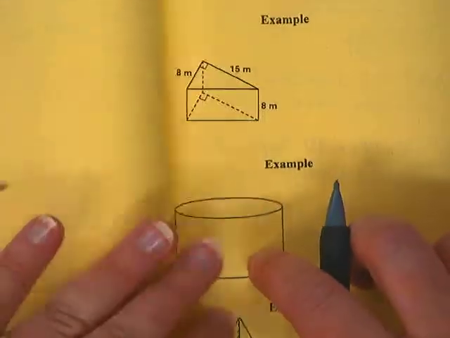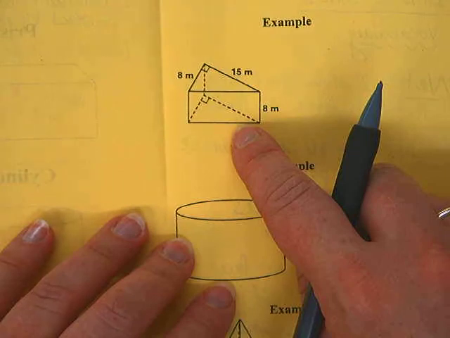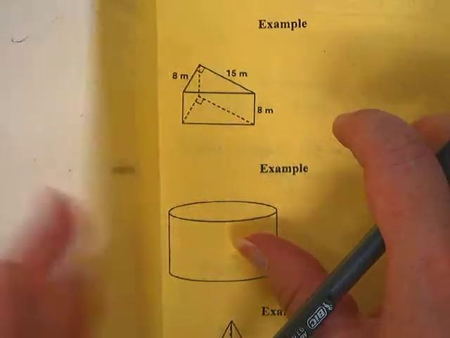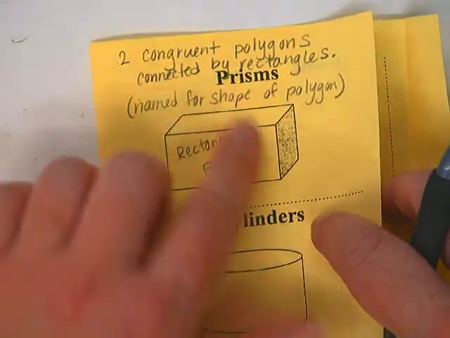A rectangular prism is what we would call that one. Now on the inside, we're going to be finding the surface area of a rectangular prism. So I just wanted to look at that picture really fast first. Does this fit the definition of a prism?